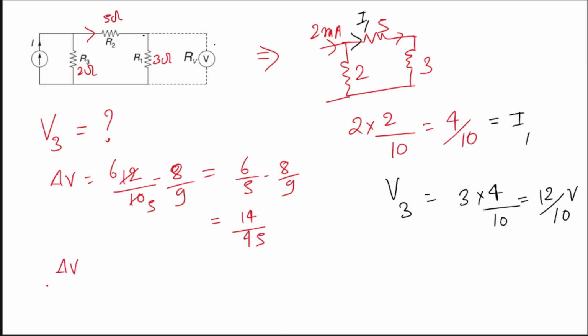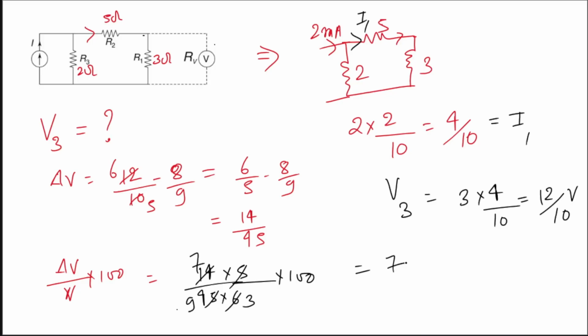Now calculate this change, delta V by V into 100. That will give you percentage basically that we are required to calculate. So 14 by 45 divided by original value, that is your 12 by 10, right? So that is 6 by 5 into 100. So what will be the value? This will become 9, so this is nothing but 7 by 27 into 100. This is same as the previous one, right? So answer will be approximately about 26%.